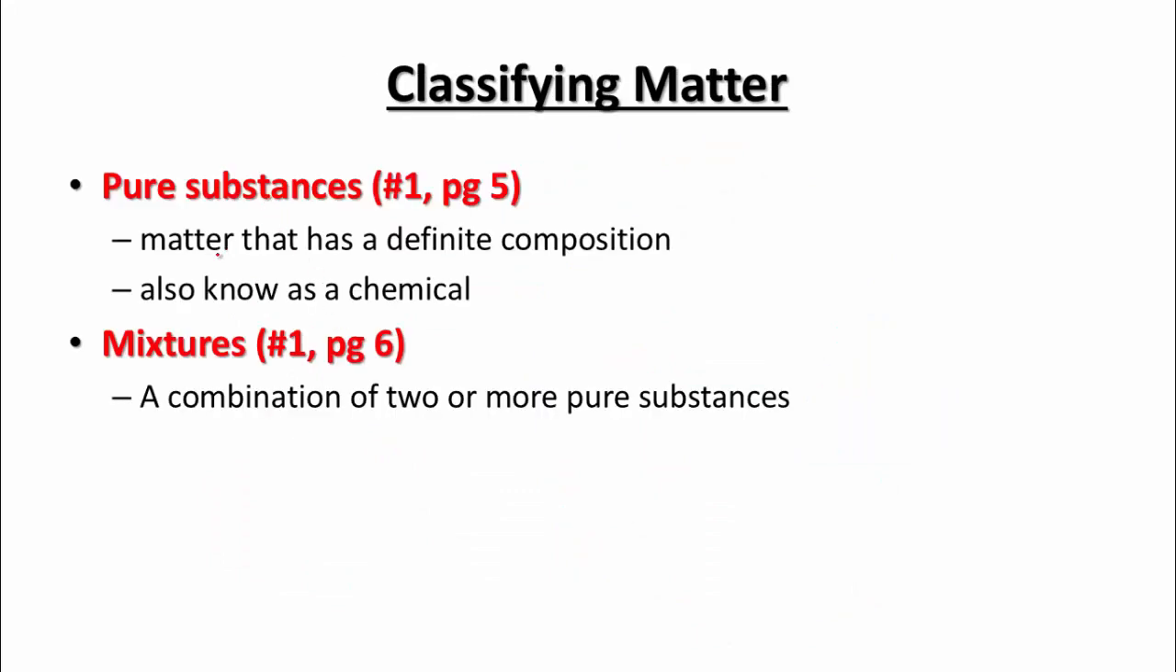Pure substances are matter that have a definite composition. You'll recall we've already defined that back in the first chapter, also known as a chemical. So if you have a chemical or a pure substance, basically that's matter with a definite composition. So for example, do you have helium gas, or do you have the diatomic hydrogen gas, or do you have iron, or carbon dioxide, or sodium chloride? You can have pure forms of those different chemicals. Those are called pure substances.